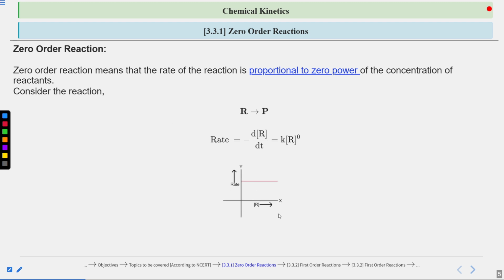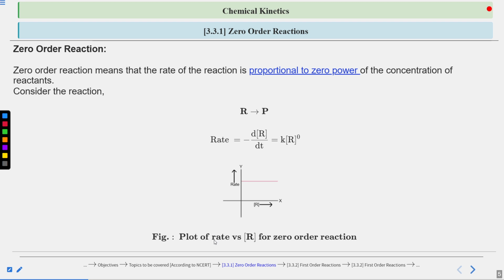This is a graph which represents the rate versus R graph. Rate is represented on the y-axis and R, the reactant concentration, is represented on the x-axis. And as you can see, the graph is a straight line. That means as the reactant concentration is increasing, the rate is constant. The rate has a constant value over the change of the reactant concentration.